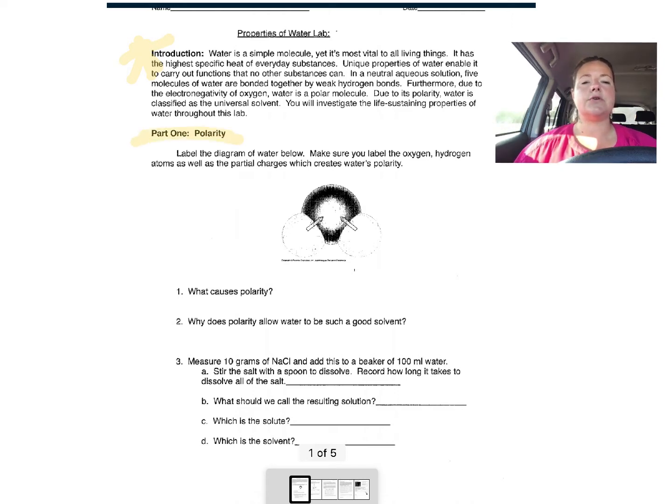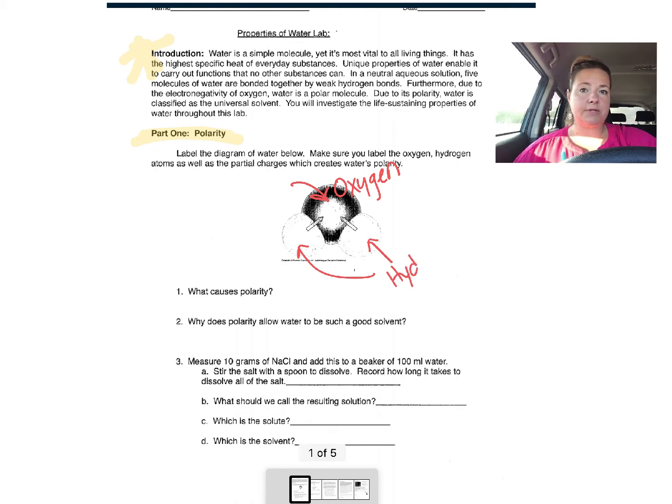Polarity is caused by which element in the molecule is holding on to those electrons more than the other element. So water is made up of hydrogen and oxygen, and the oxygen atom is the larger one in this image. And the two hydrogen atoms are a little bit smaller and they have fewer protons.